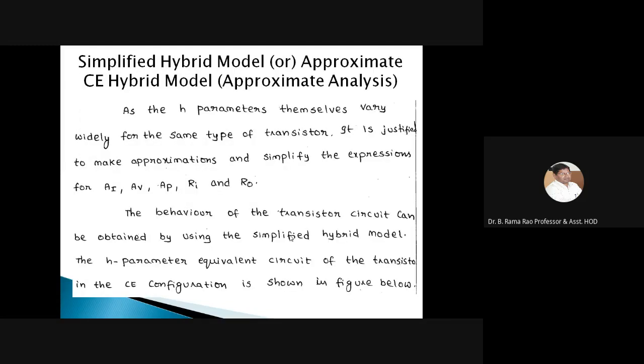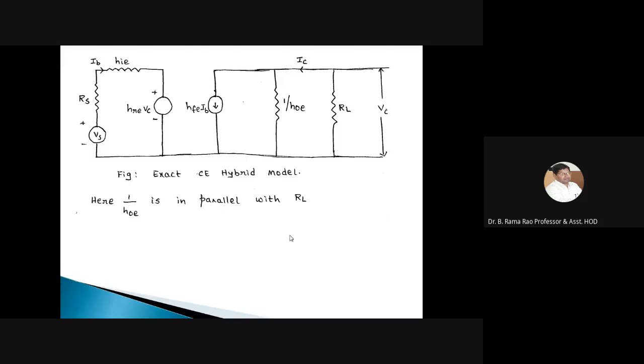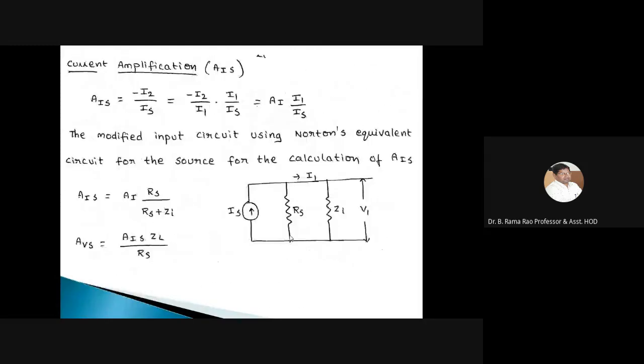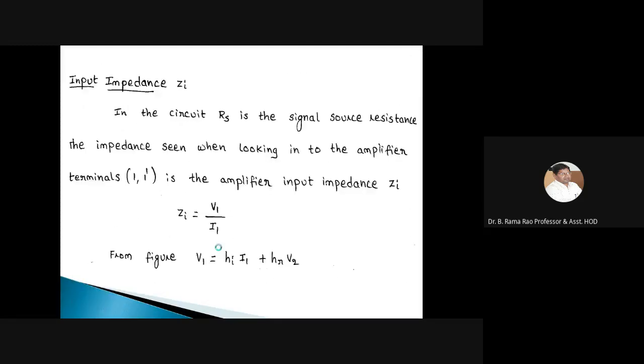Now we are going to the simplified hybrid model or approximate hybrid model. These are all for an exact analysis. We have taken one common circuit, and with that we have determined all the parameters. While determining the input impedance, we have determined it for one configuration. The same can be obtained by using this one only. That's why I have completed the three.